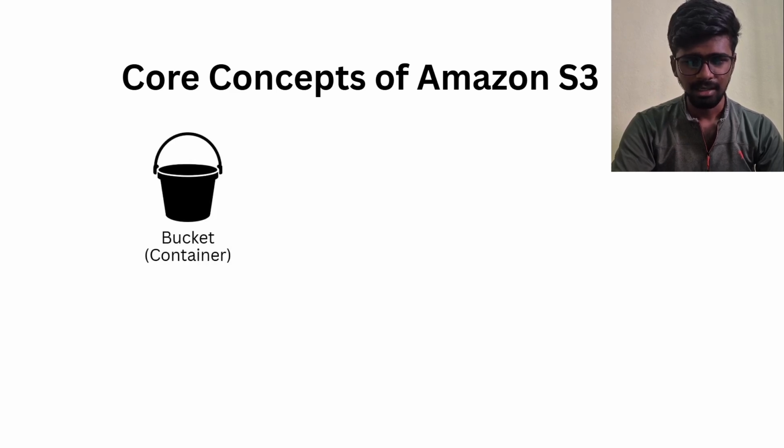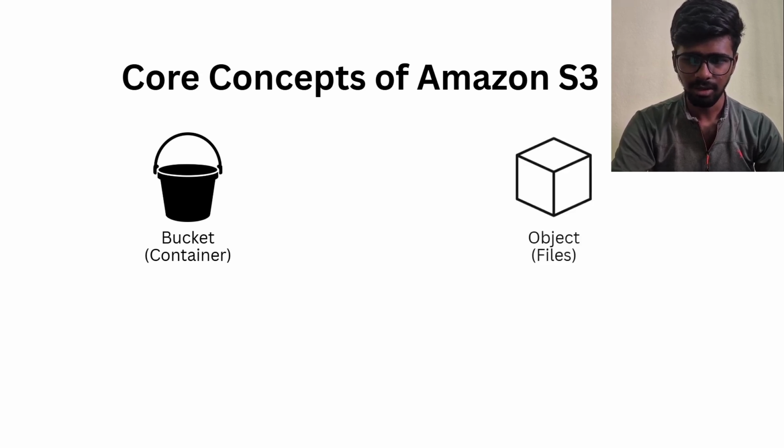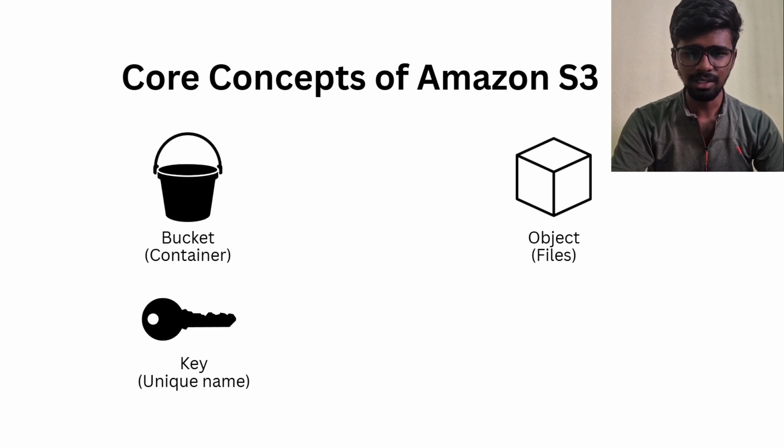First, bucket. This is your main container where everything lives. Think of it as your main project folder in the cloud. Second, object. These are your actual files, whatever you are storing. Third, the key. This is the unique name that identifies each object in your bucket. No two objects can have the same key in one bucket.